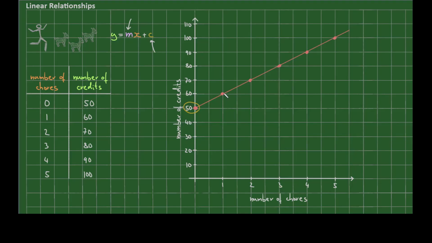In this particular case, I could say that for each extra chore, I get 10 credits. As I rise by 10, I need to run 1 along. Or mathematically, I could say that I will have 10 credits per 1 chore. And 10 divided by 1 will give me 10. This is the gradient of the line. This is the rate. 10 credits per single chore. Now that I have both the y-intercept and the gradient, I can write the equation for this red line. Y equals 10 multiplied by x plus 50.